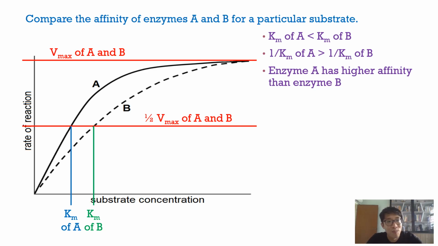Alright, so that would be the use of analyzing the Vmax and Km. We'll revisit this Km and Vmax when we look at the inhibitors in the next lecture.